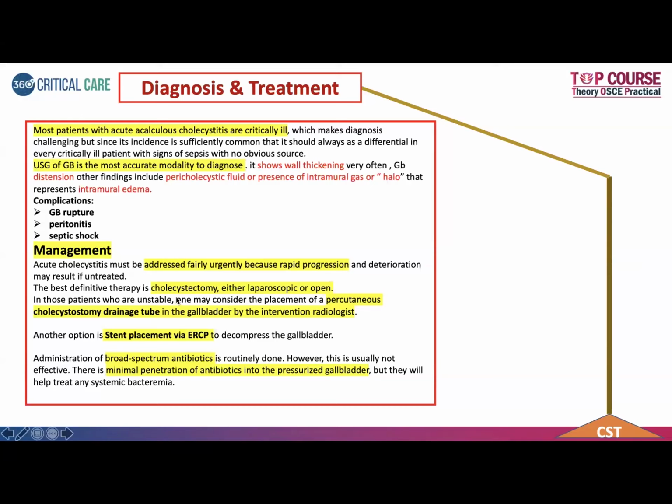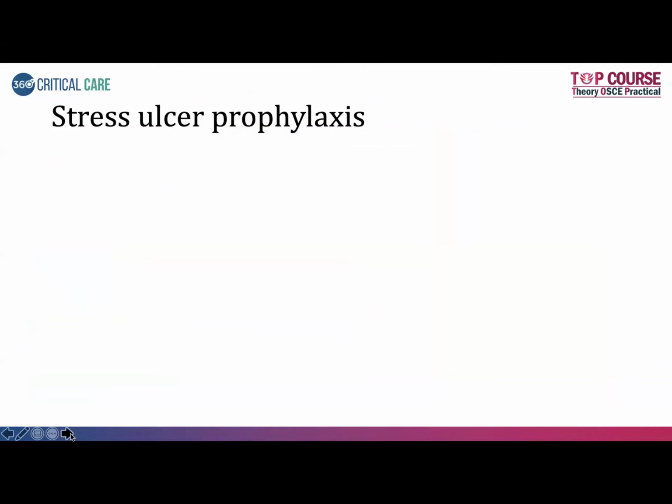Patients who are unstable, you can consider a percutaneous cholecystostomy drainage of the gallbladder by an interventional radiologist. Other than that, the other option would be stent placement through ERCP, which can help decompress the gallbladder. So these are the various modalities of approaching acalculous cholecystitis. Complications that can occur are GB rupture, peritonitis, and septic shock. So that is about acalculous cholecystitis. Next topic, we'll be looking into stress ulcer prophylaxis.